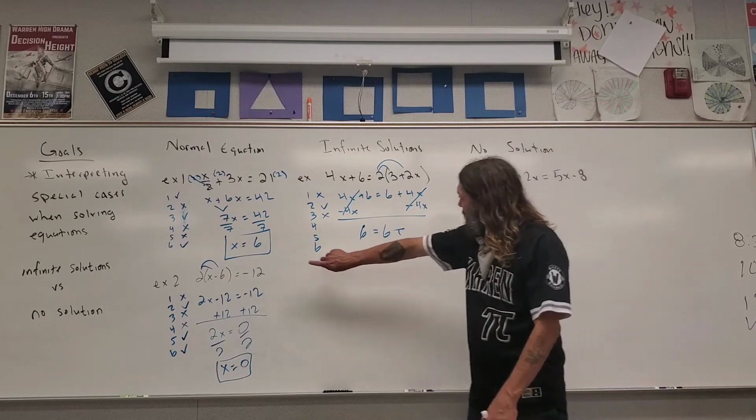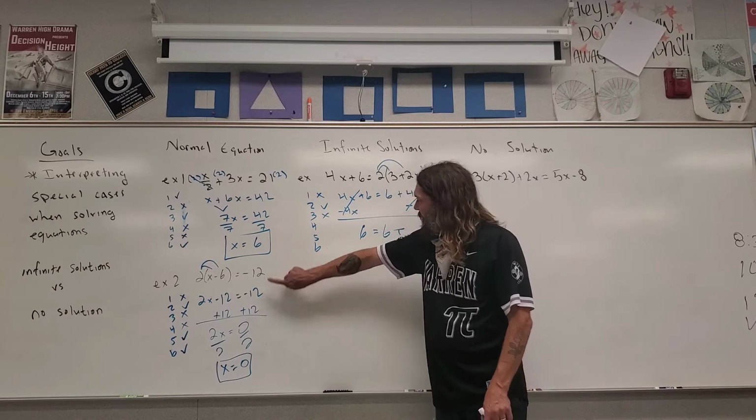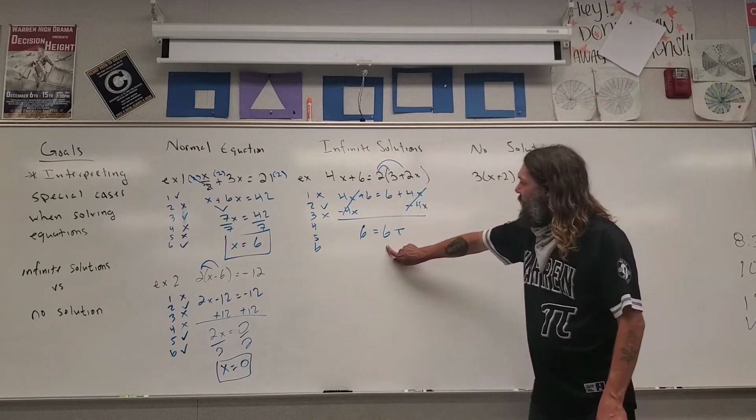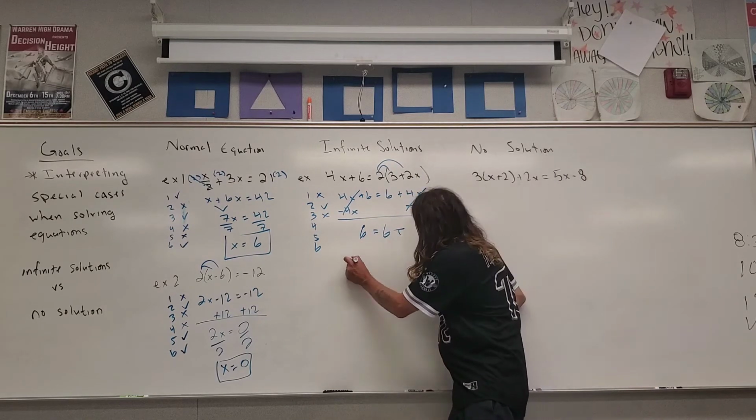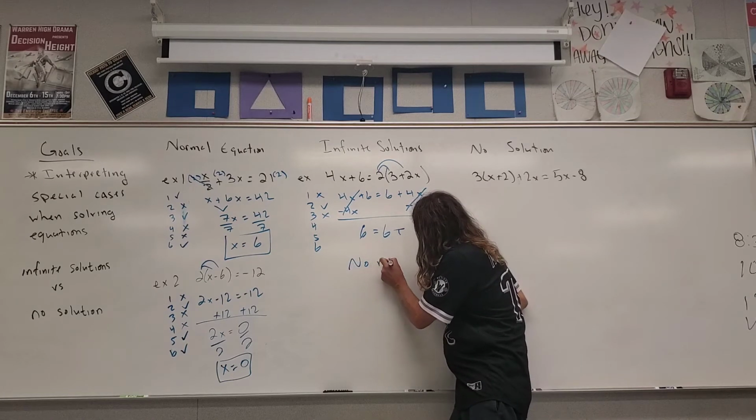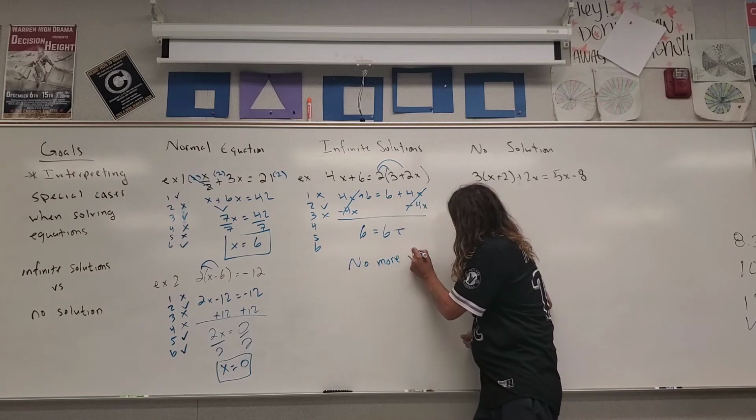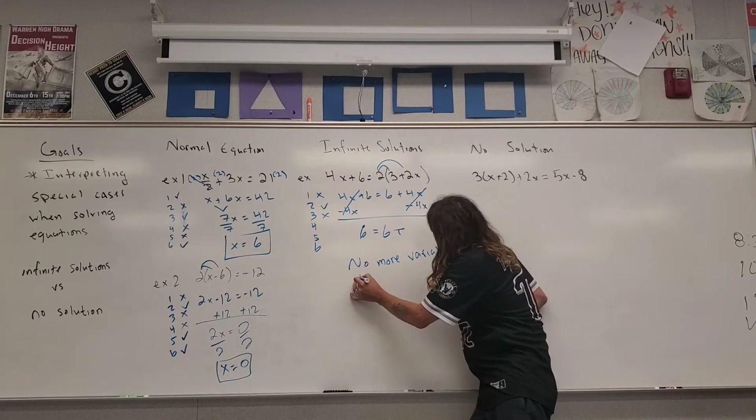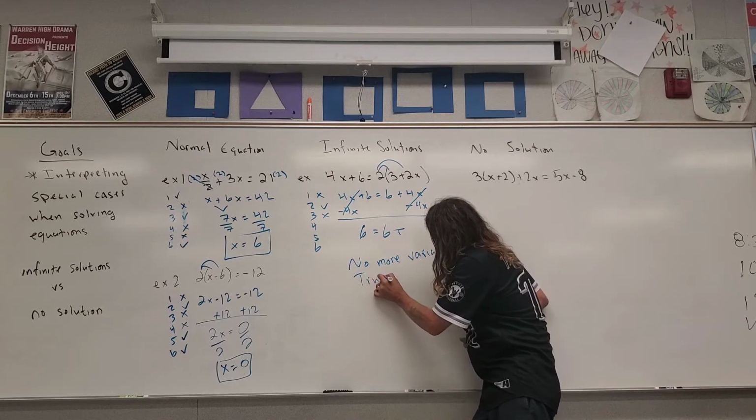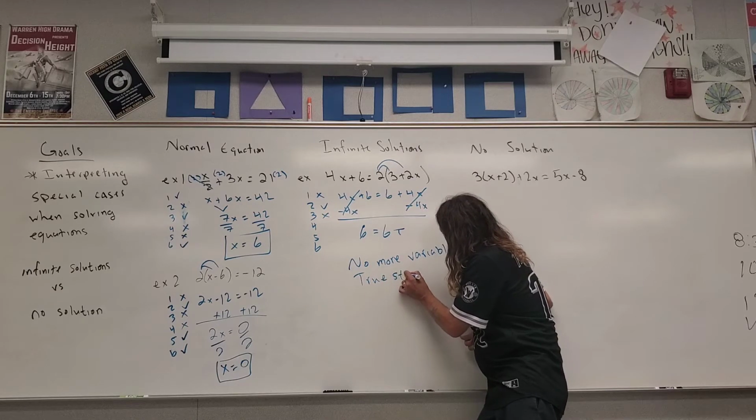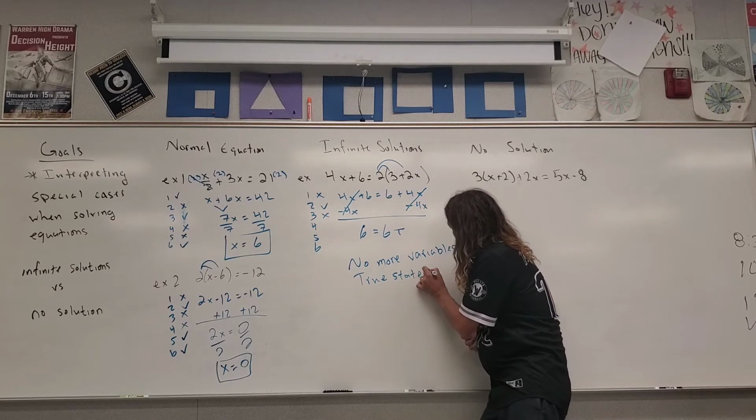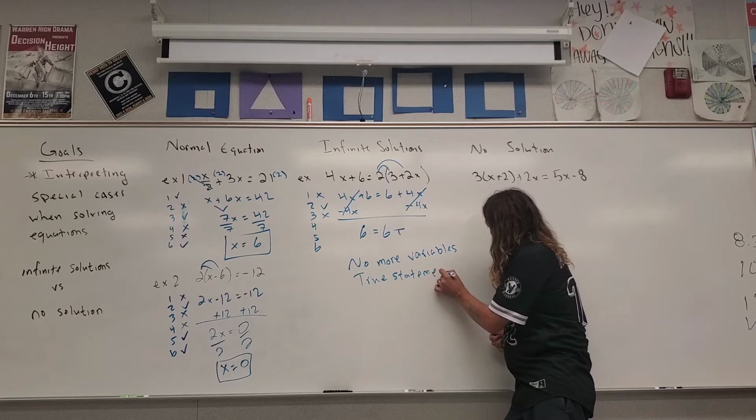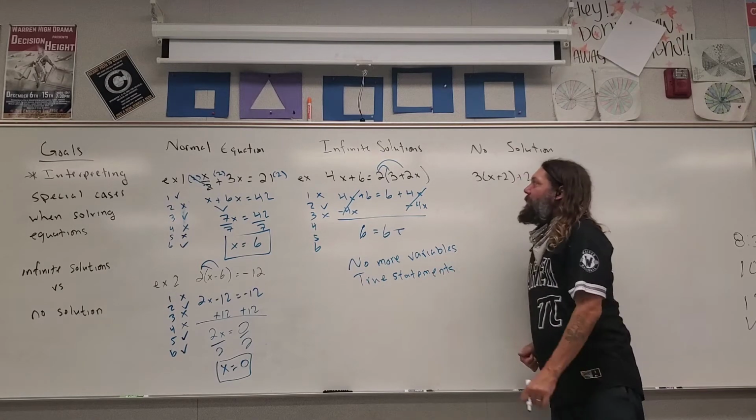So notice when I have a solution, I'm left with an x. Right here, there's no more variables. The other thing I want to point out is that we have a true statement, 6 is equal to 6. So that means that when the variables cancel out and you get a true statement, we have an infinite number of solutions.